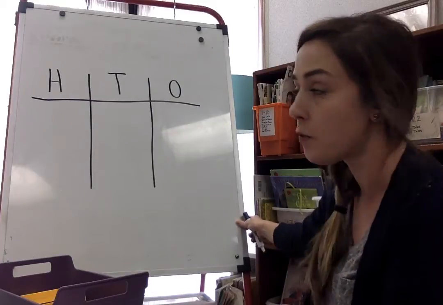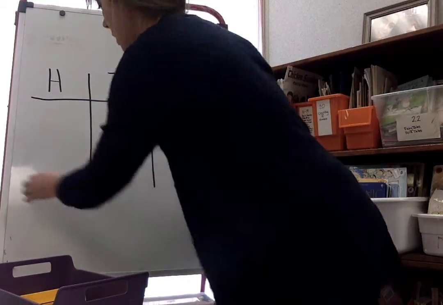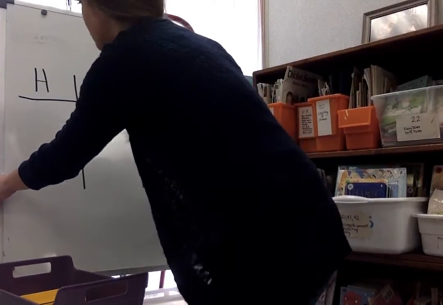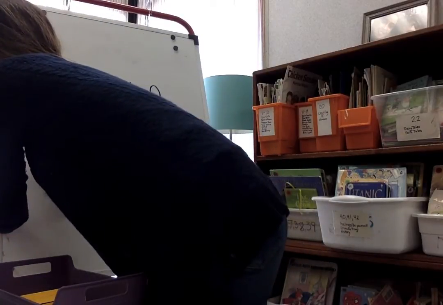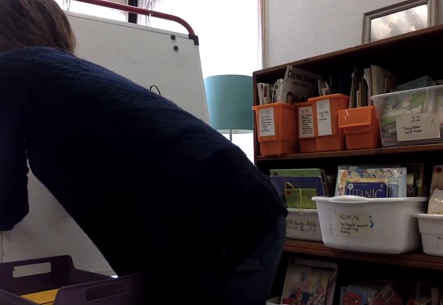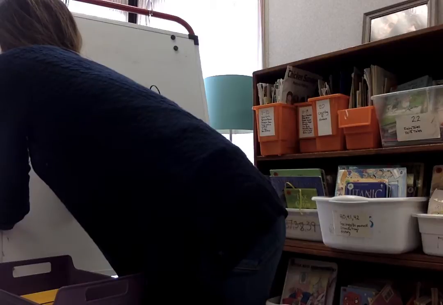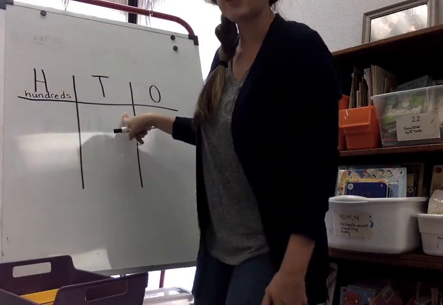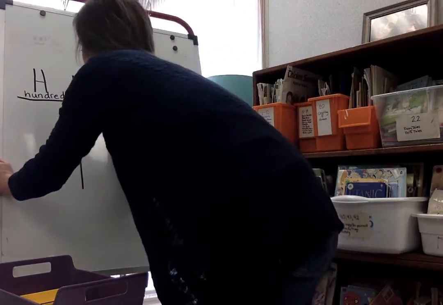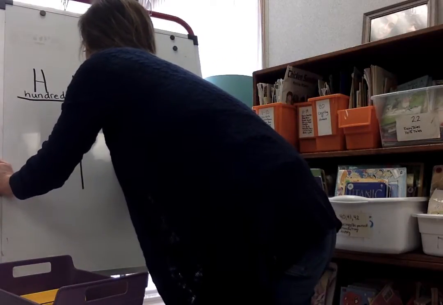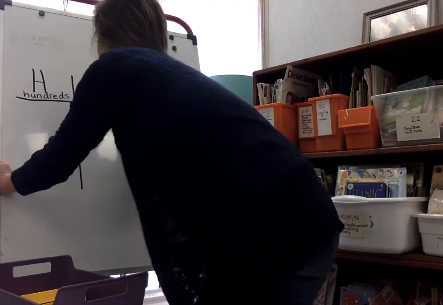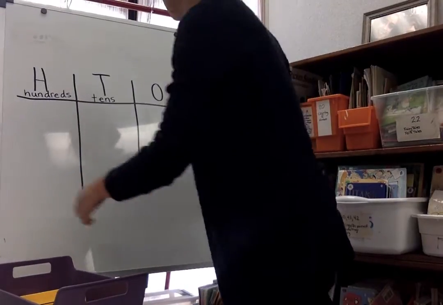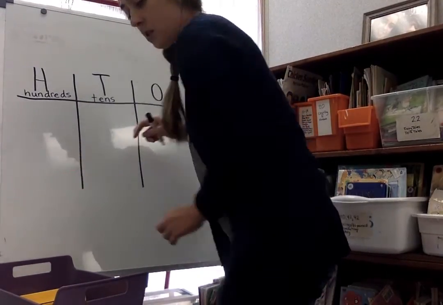The H stands for hundreds. So I'm going to write it. I'm going to turn it just a little bit towards me. Hundreds. The T stands for tens, or the tens place. And the O stands for the ones place.